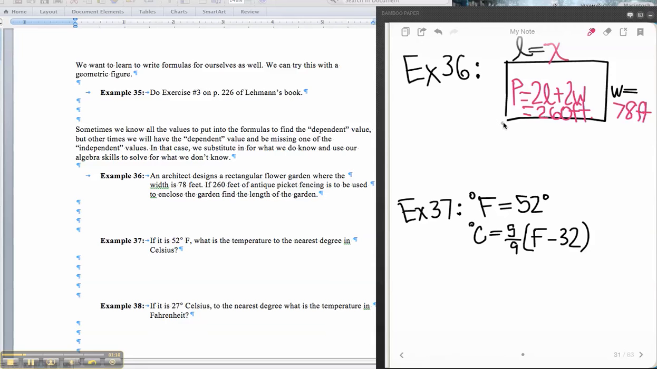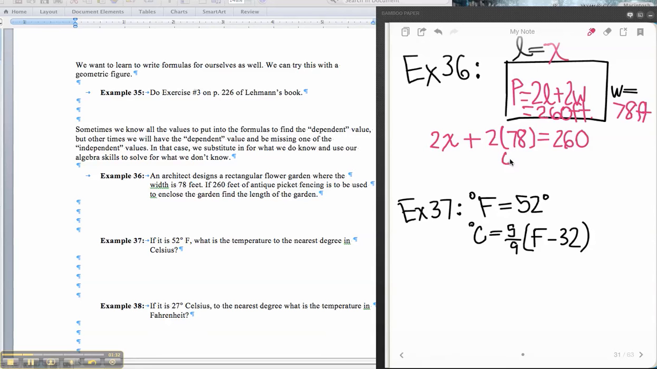And now we're going to use substitution. So our perimeter formula says 2 times whatever the length is. Well, the length is X, so I'll put that in. Plus 2 times the width. Well, the width is 78, so 2 times 78, and I'll use parentheses around the 78 to mean multiplication, and that's equal to 260. And now we see an algebraic equation that needs to be solved, so we'll solve it.